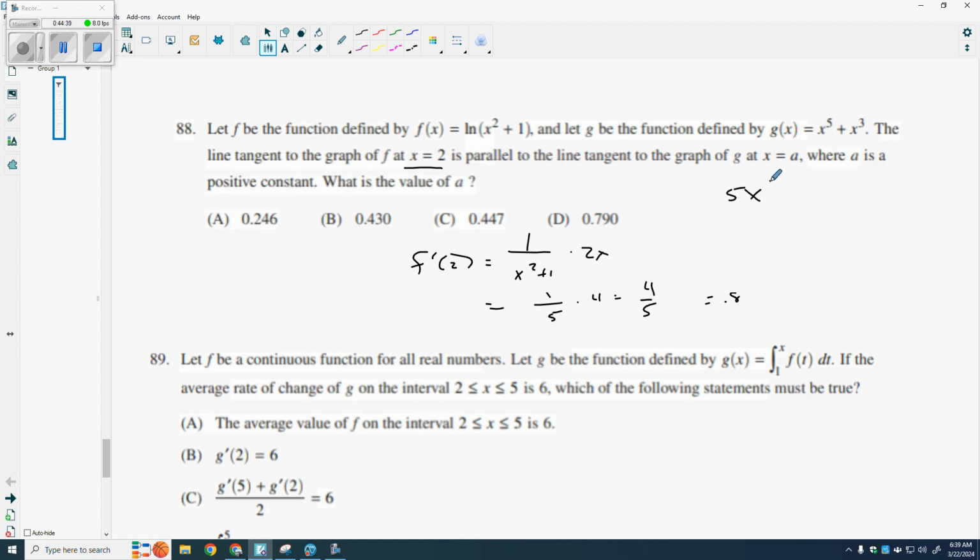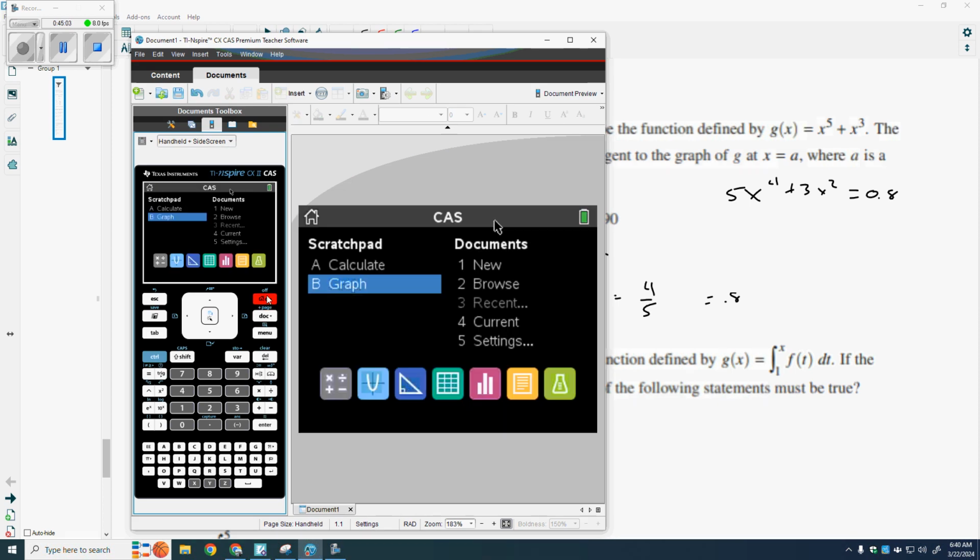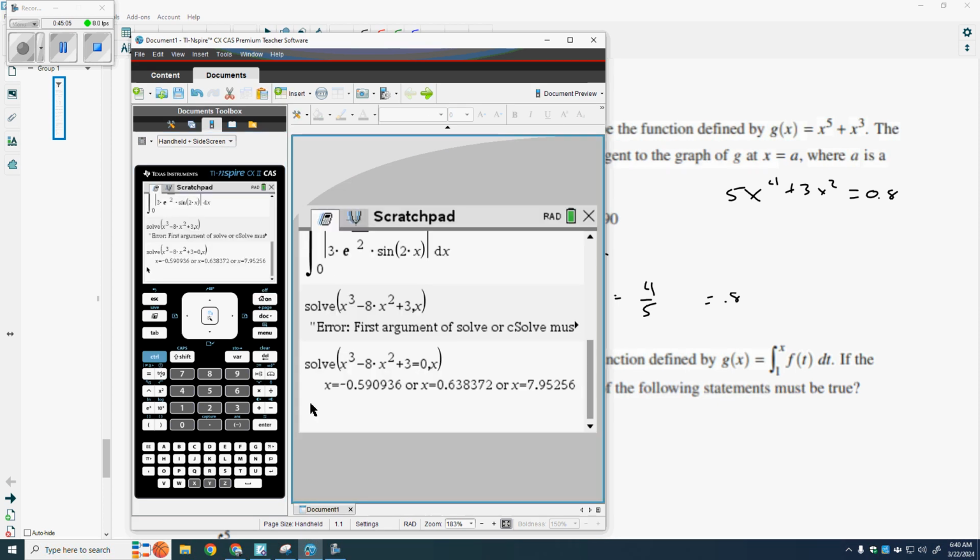Okay, so now I want to take the derivative of this: 5x to the 4th plus 3x squared, and I want to set that equal to 0.8. If the derivative is easy, don't be super reliant on the calculator. The calculator sometimes takes some time. It's not wrong. It just takes time, and sometimes time is not what we have. So I'm going to go 5x to the fourth plus 3x squared. So I'm going to go back to my calculation screen.